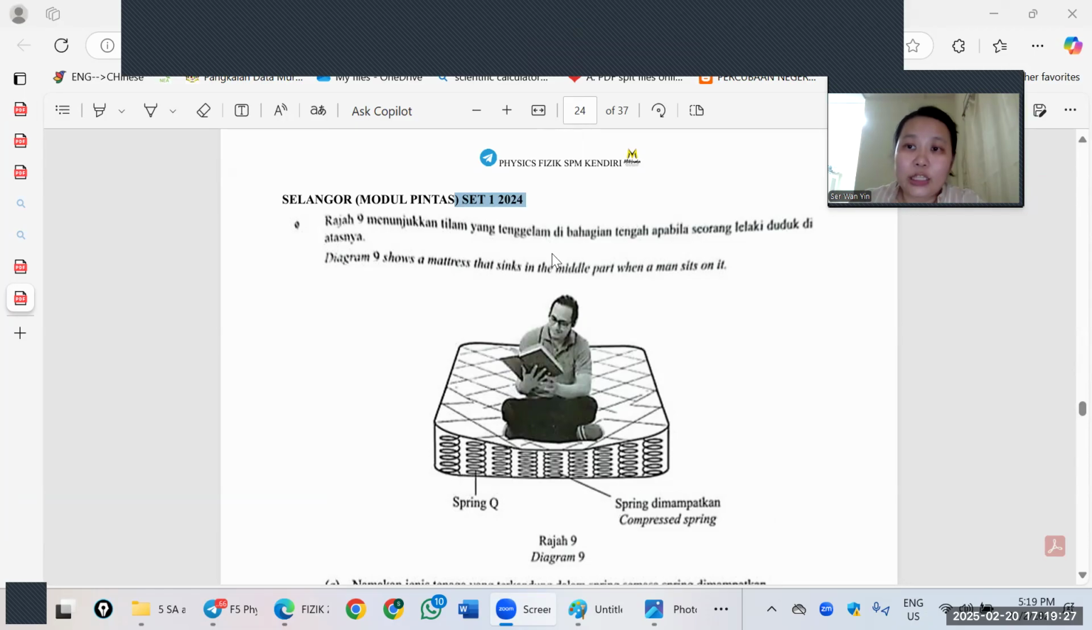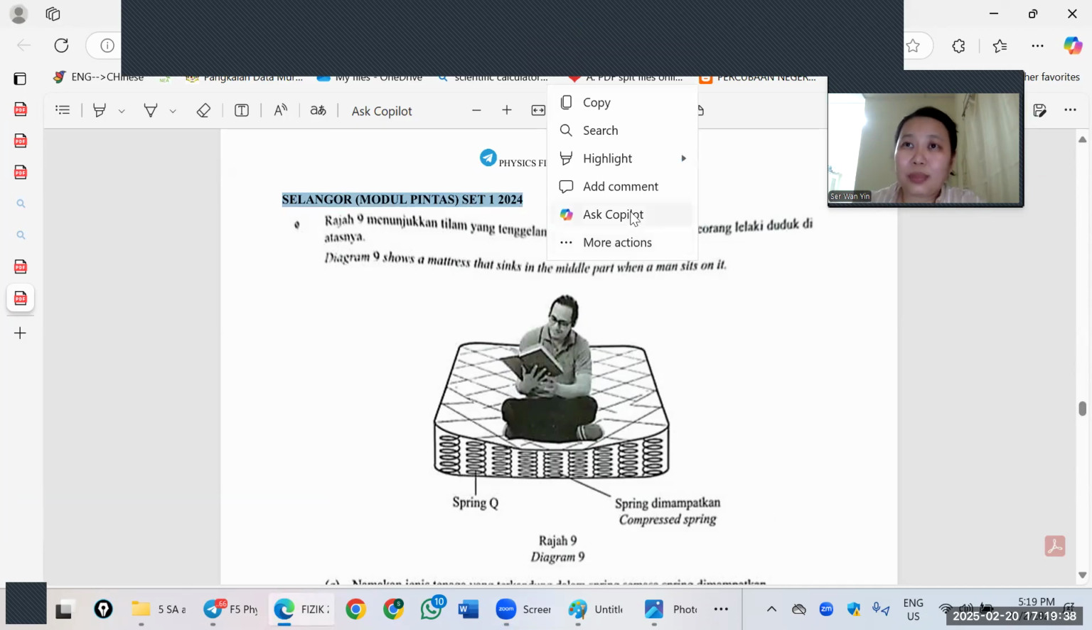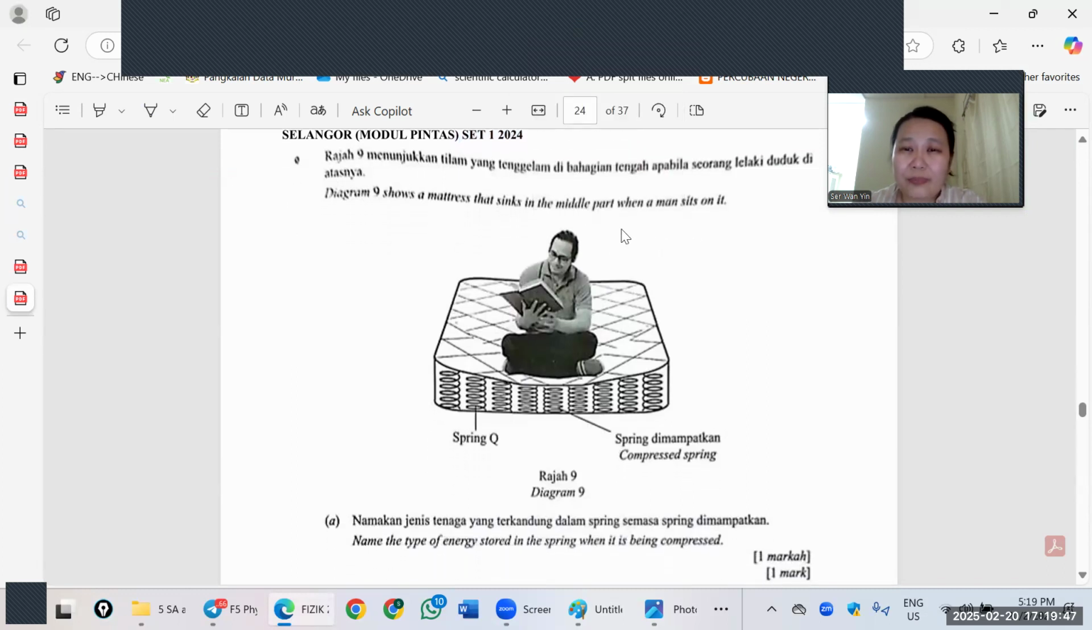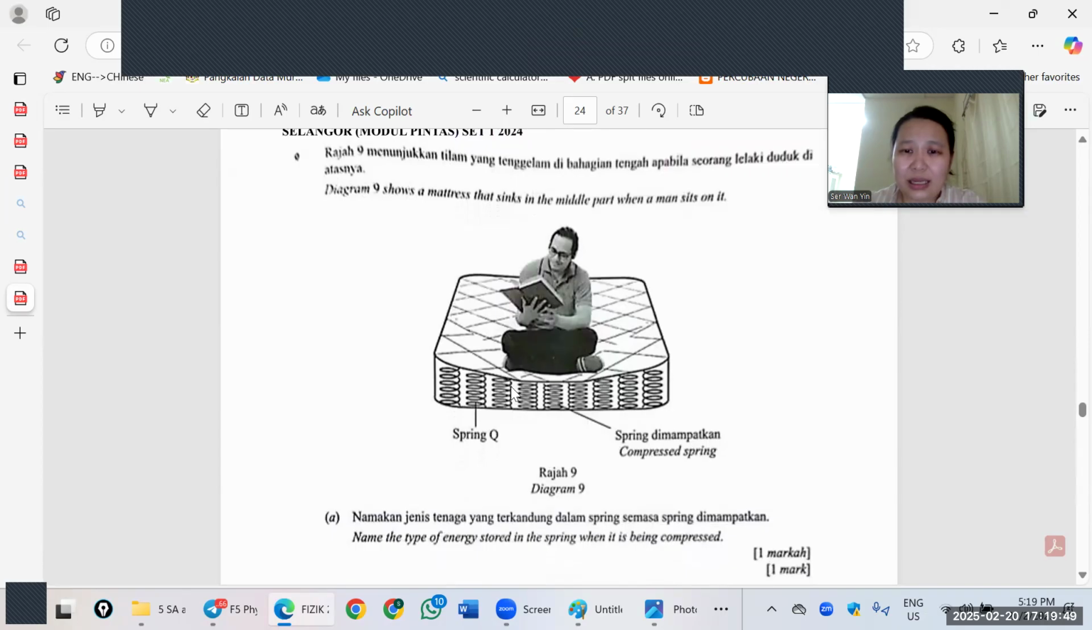Okay, so our SPM trial normally will buy from the Selangor government. I mean, sorry, Selangor JPN, Jabatan Pendidikan Negeri. So it will have set 1 and set 2, same concept, but different questions. So now we can see this is a man sitting on a compressed spring mattress.